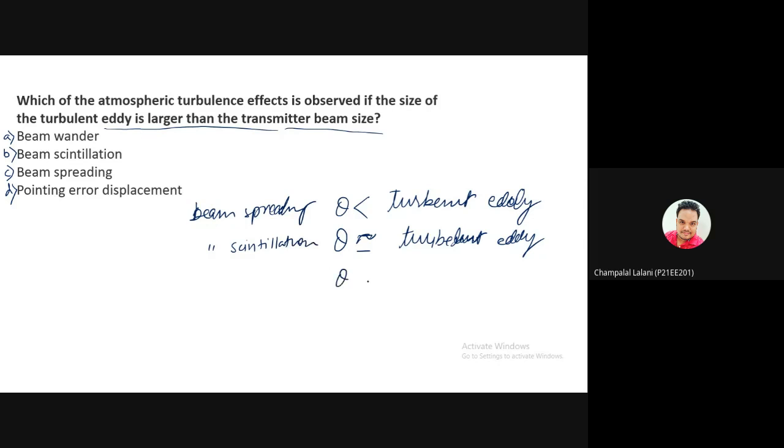And if the size is greater than the turbulent eddy, then you will have beam wander, where you can see fluctuations of the beam, or the centroid of the beam will keep on displacing its position, as we have seen in the starting of the class, in a random way, in a random direction.